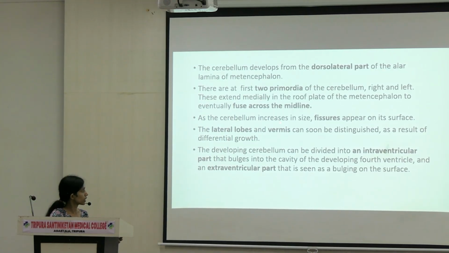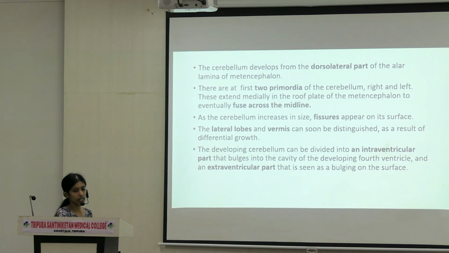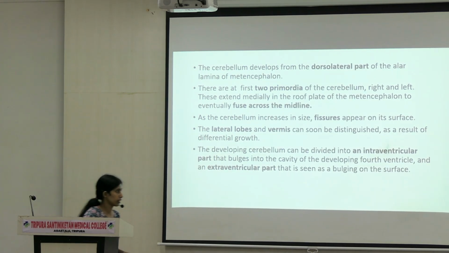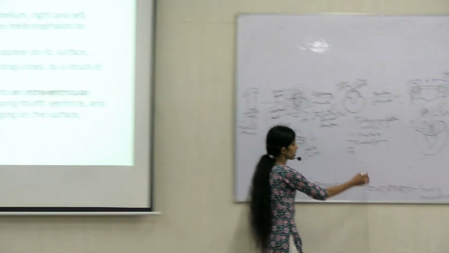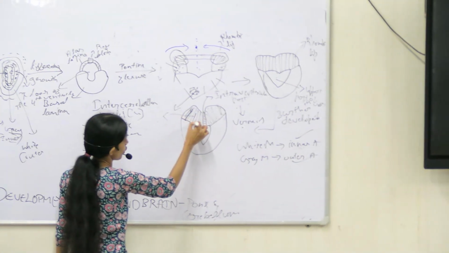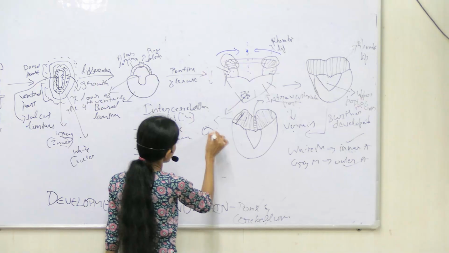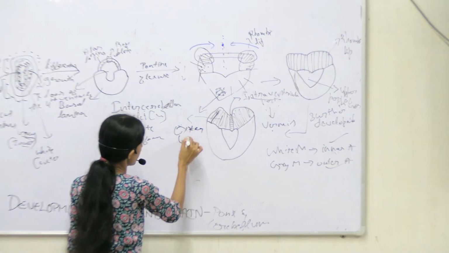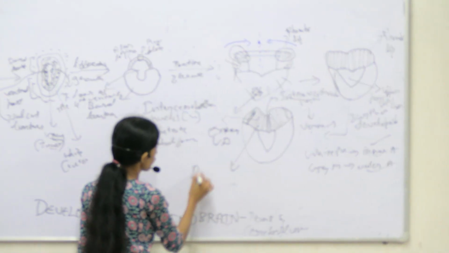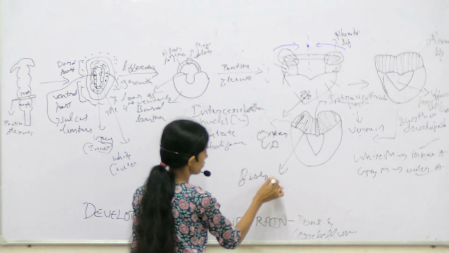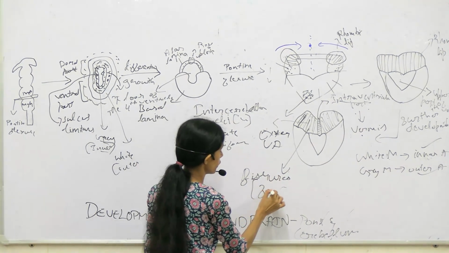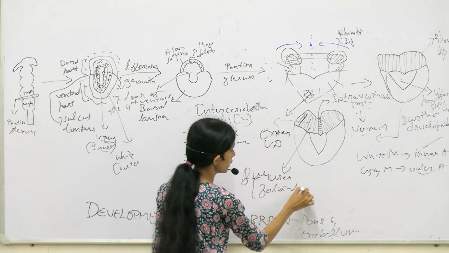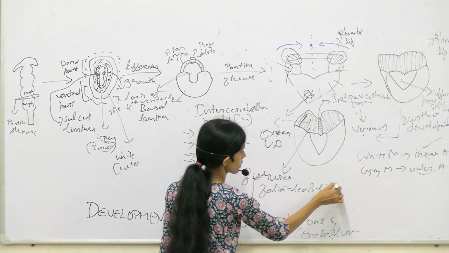As the cerebellum increases in size, fissures appear on its surfaces. Whatever the line-like structure I have written here, right? These line-like structures are present both on your intraventricular and extraventricular part. These are called fissures. Okay, and it is also known as folia. That means leaf-like appearance.